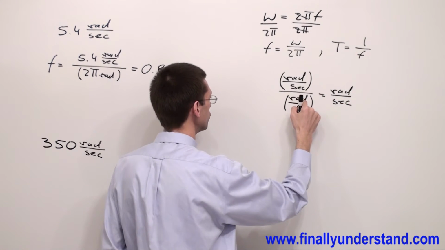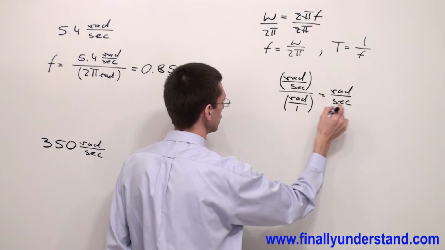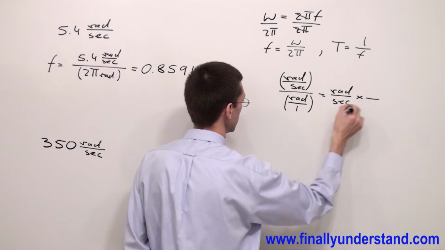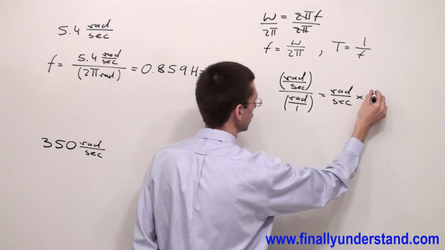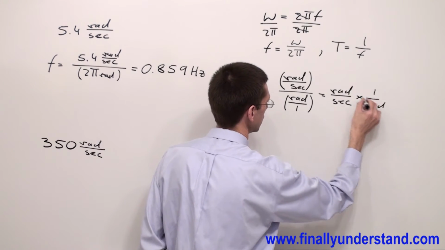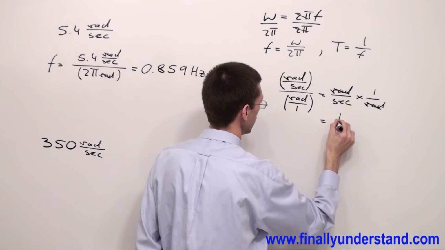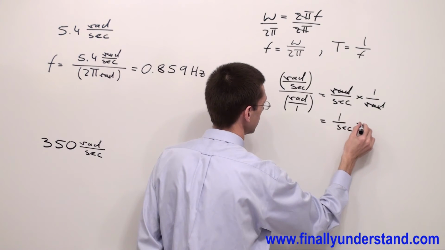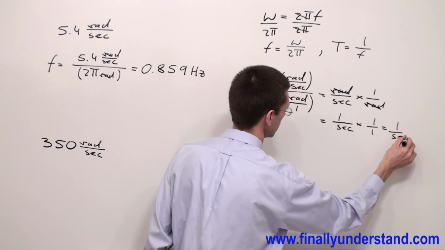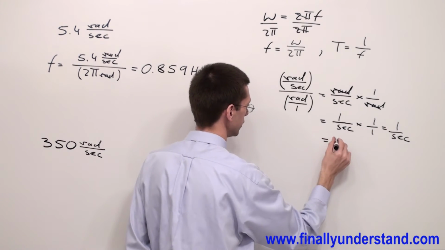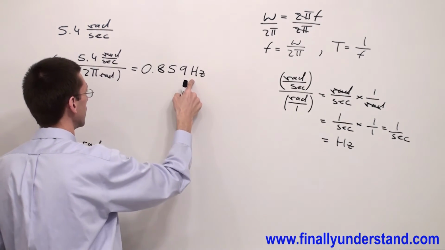Anytime I have a division of two fractions, I have to copy the first fraction down, and the division is supposed to change to multiplication. The second fraction has to be flipped upside down. I have to find the reciprocal of this fraction, 1 over radians. Radian and radian will cancel out. I'm going to have 1 over second times 1 over 1, which is equal to 1 over second. 1 over second is equal to hertz. That's why I got the answer in hertz.